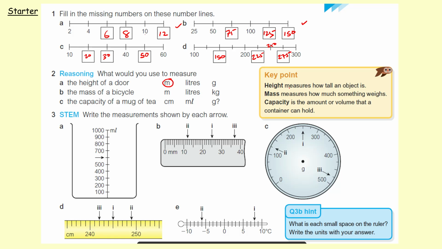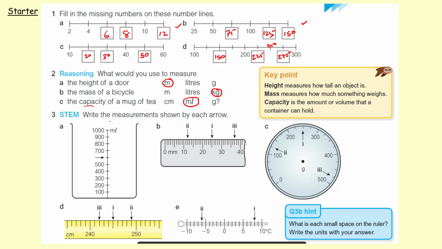Mass measures how much something weighs. So we're not going to measure the length of it or how much volume it has. We're going to be measuring how much it weighs, kilograms. And for C, capacity is how much volume or amount the container can hold. So the volume is measured not in length or weight, but in liters or milliliters.